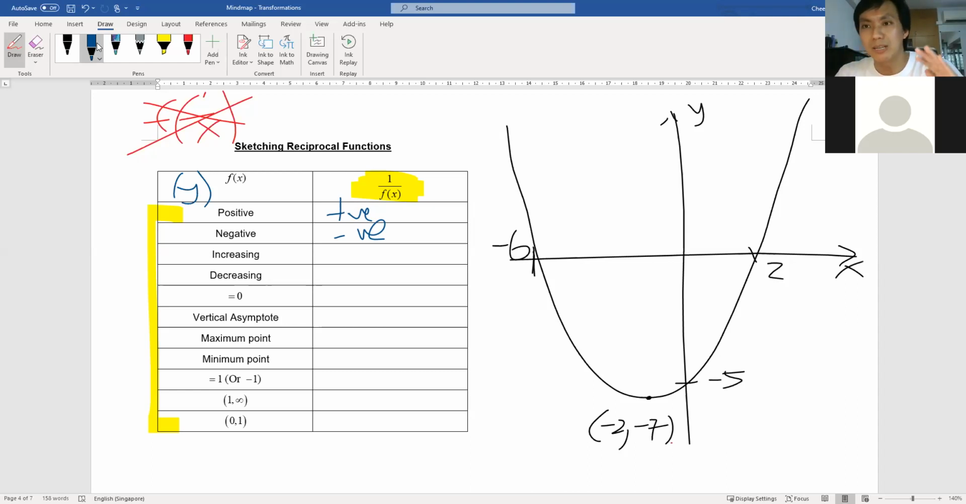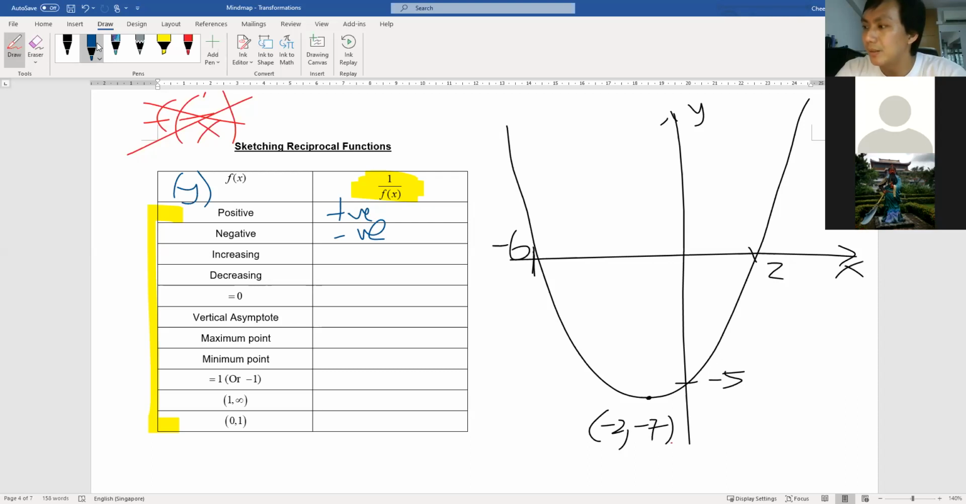What if the function was increasing? So 2, 3, 4, 5. 1 over f(x), would it be increasing or decreasing now? Decreasing. Because it will become 1 over 2, 1 over 3, 1 over 4, 1 over 5, which is a declining trend. So this will be decreasing. If f(x) was decreasing, 1 over f(x) will be increasing.